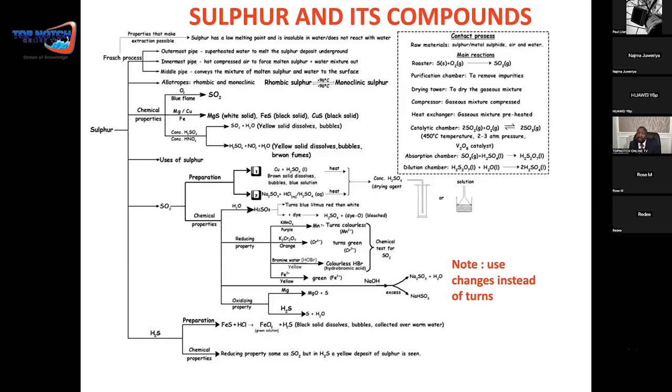The uses, but sometimes the testing of the uses is on application. For example, somebody can ask which use of sulfur 4 oxide makes it used in fruit juices. Why are we using sulfur 4 oxide in fruit juices? As a preservative. How is it used in grain silos? As a fumigant. So make sure that you are able to correlate those kinds of things.